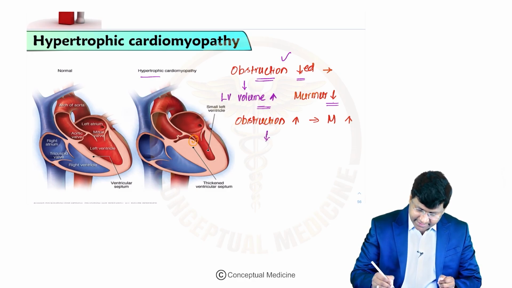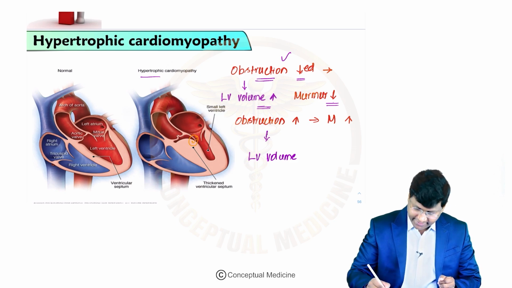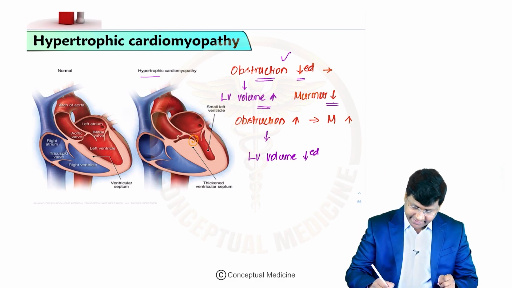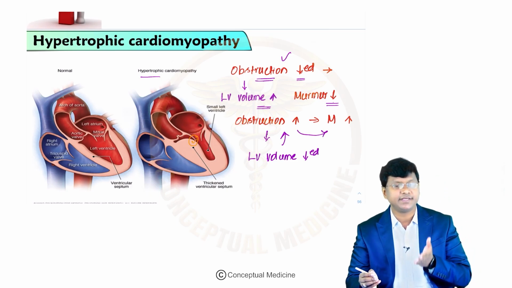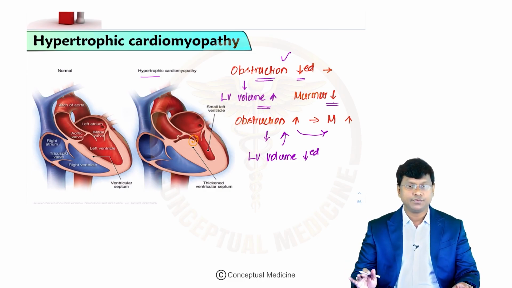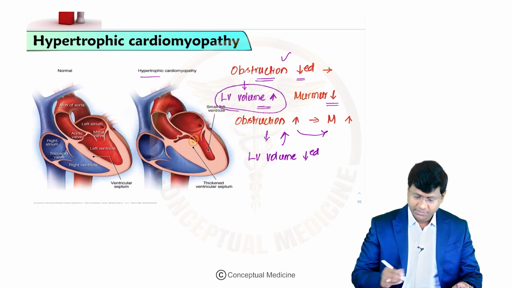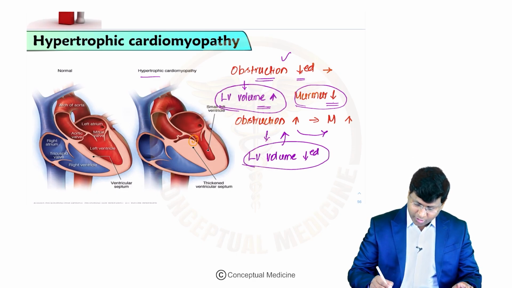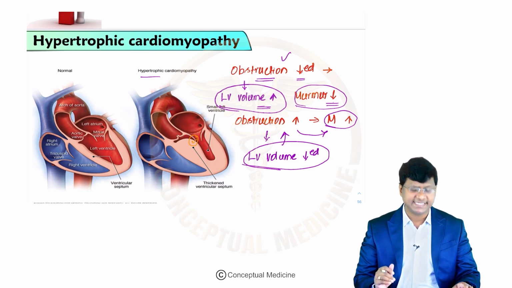Whereas, when is the obstruction increased? That is when the LV volume is decreased. When the LV volume is decreased, then the obstruction increases. When obstruction increases, the intensity of the murmur increases. This is the concept. Now, any maneuver which is increasing the LV volume will decrease the murmur. Any maneuver which will decrease the LV volume will increase the murmur. That is the concept.